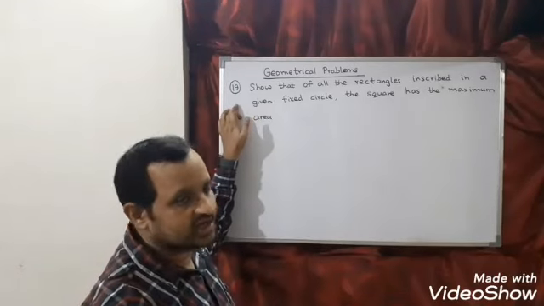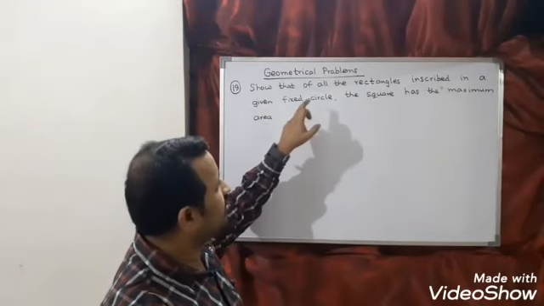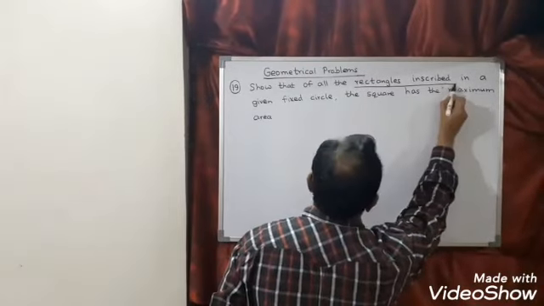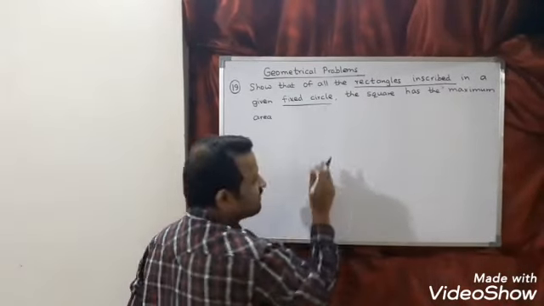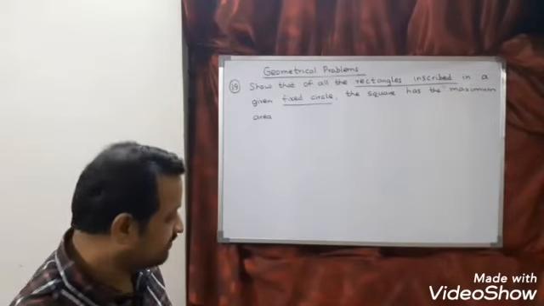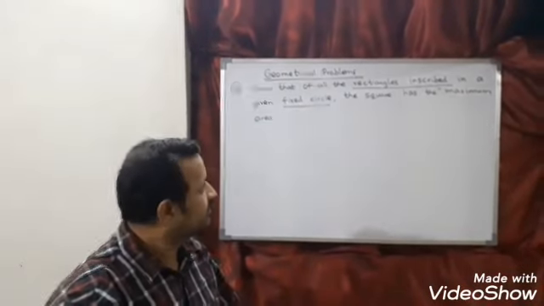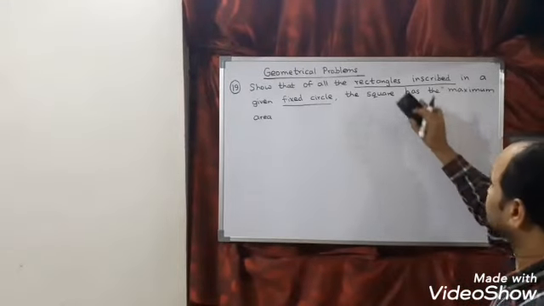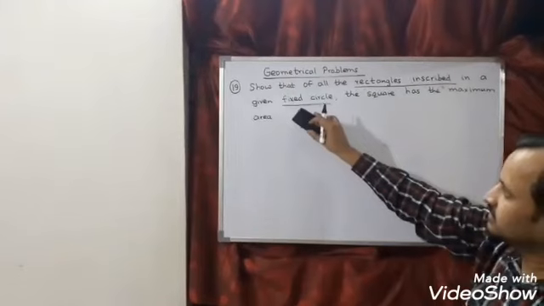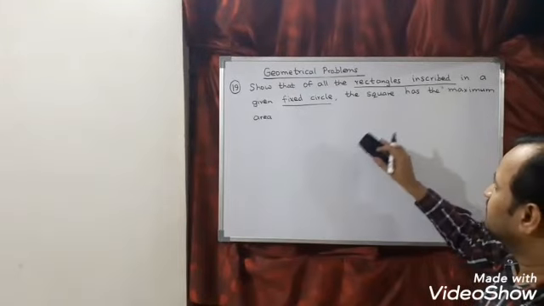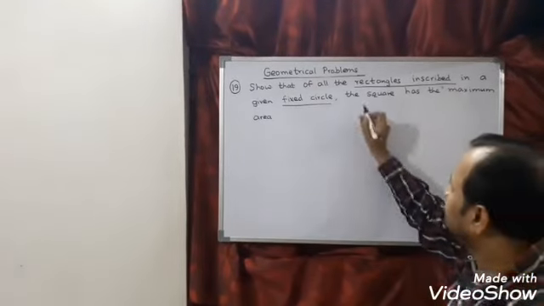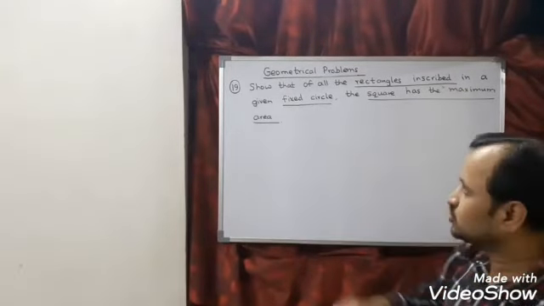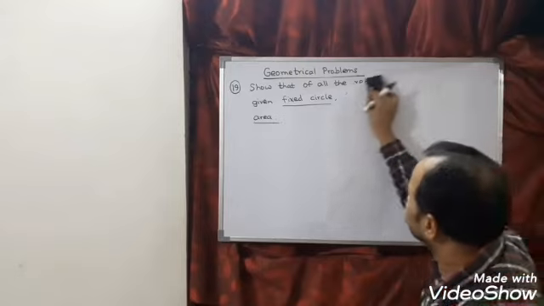This is question number 19. Show that of all the rectangles inscribed in a fixed circle, the square has the maximum area. So let us see the solution of this question. Rectangle inscribed in a fixed circle, square has the maximum area. This we have to show. Let us see this.